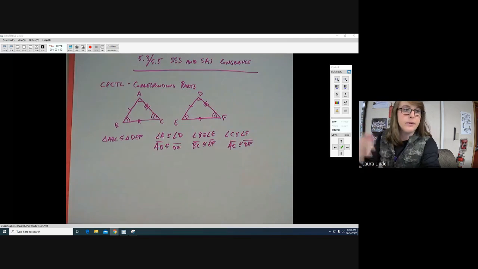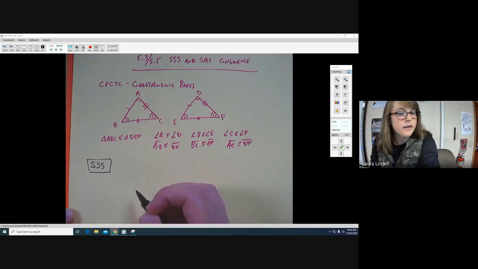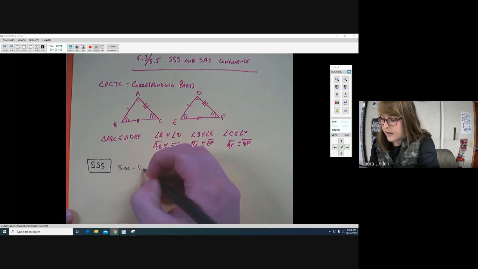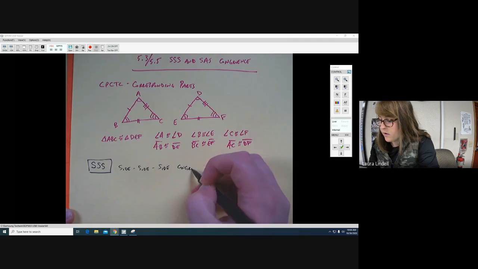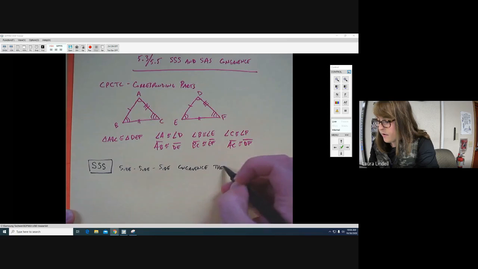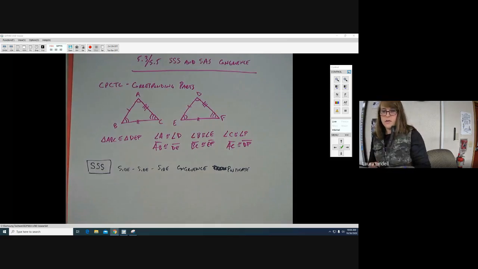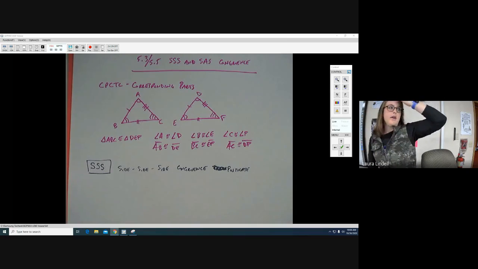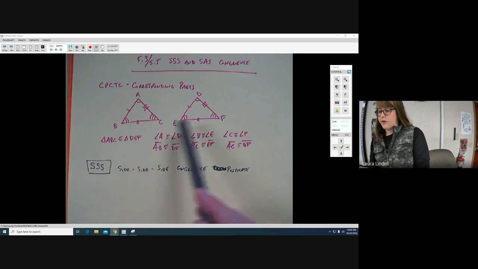But we have some theorems that help us cut down on the number of things we have to show in order to determine that two triangles are congruent to one another. So that's what we're doing today. First we're going to talk about SSS. SSS stands for side, side, side congruence postulate, or we'll just call it SSS. And in SSS, all you have to show for determining that things are congruent is that you have 3 pairs of congruent sides.